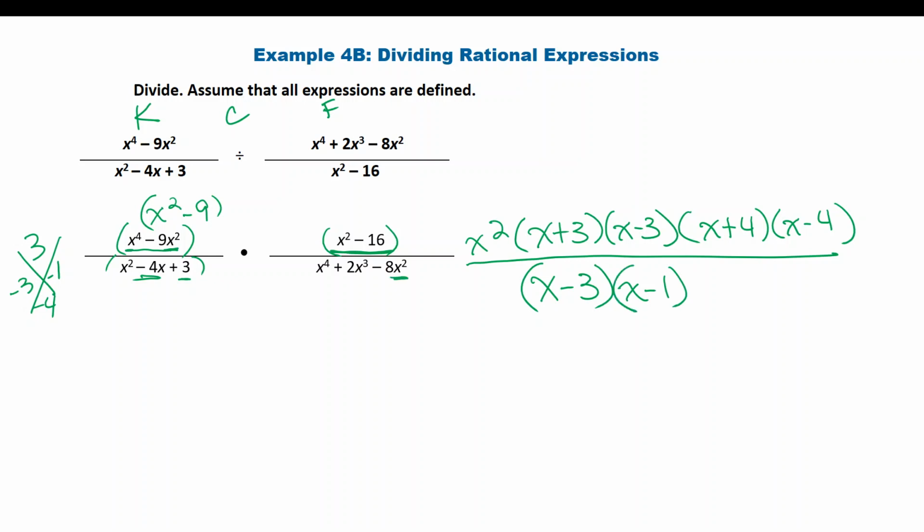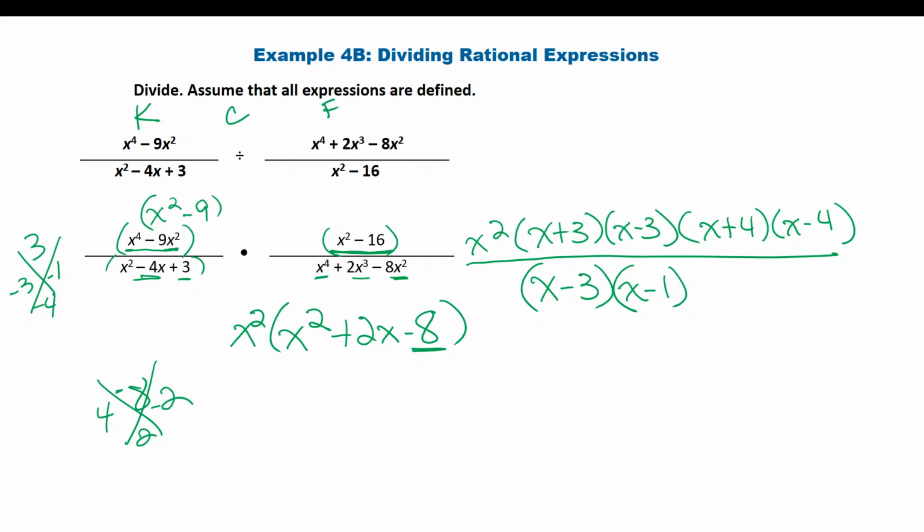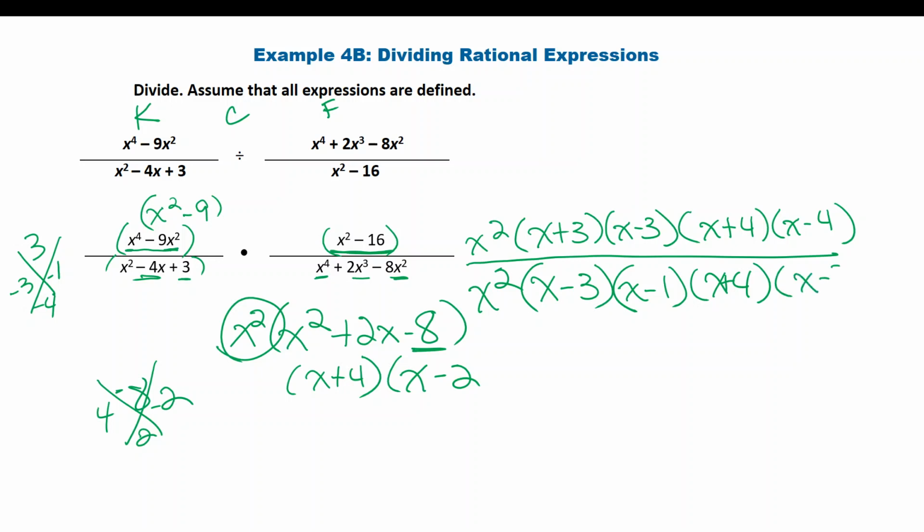And then over here, again, I could factor out an x squared first. So I'm going to say x squared times this. Now we're going to find two numbers that multiply together to get negative 8 and add together to get 2. And that would be a 4 and a negative 2. And so we have x plus 4 and x minus 2. So I'm going to put my x squared over here, and I'm going to put my x plus 4 and my x minus 2 here.